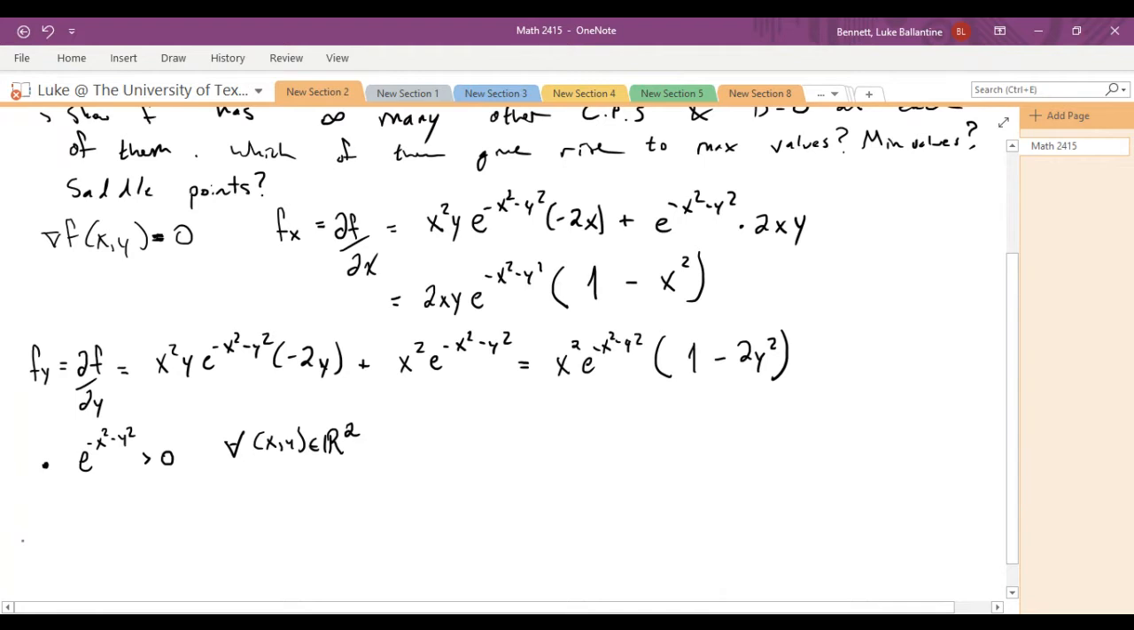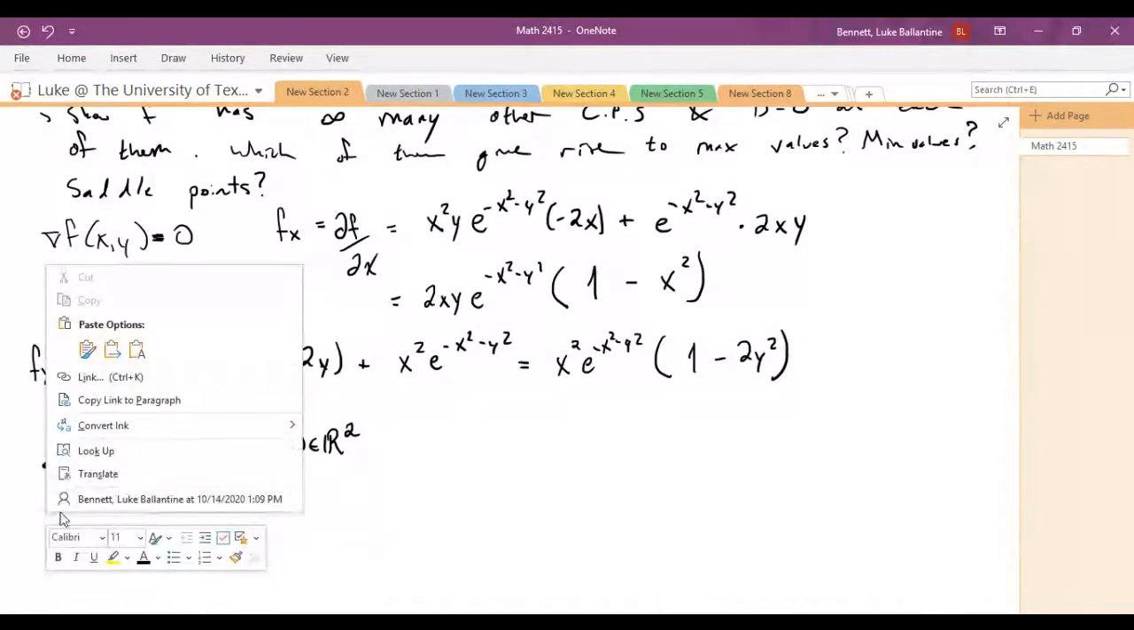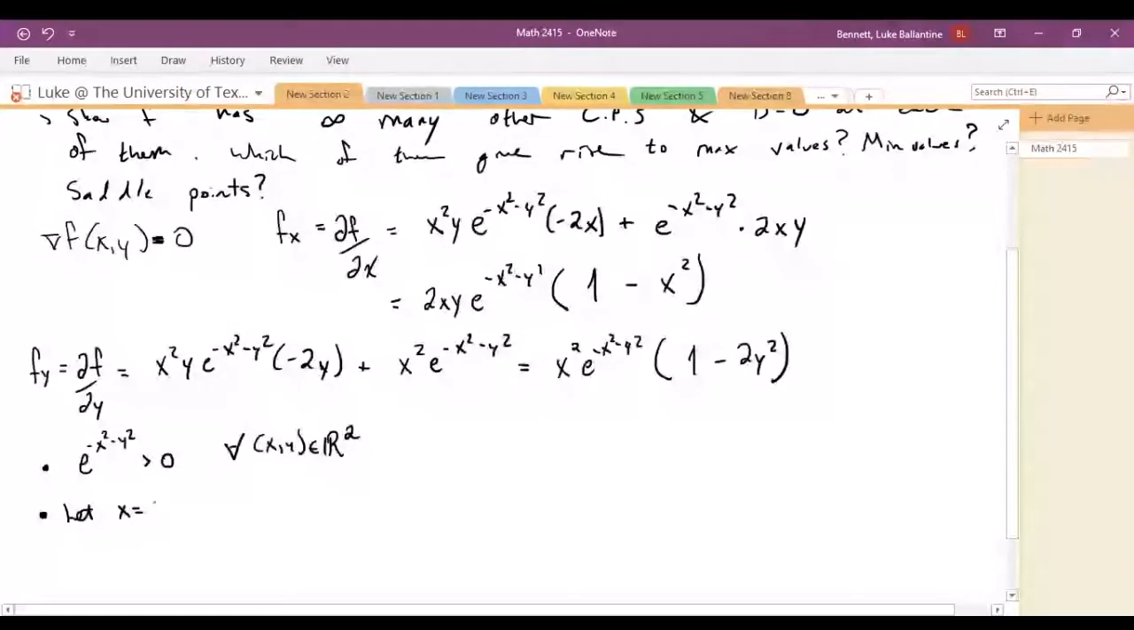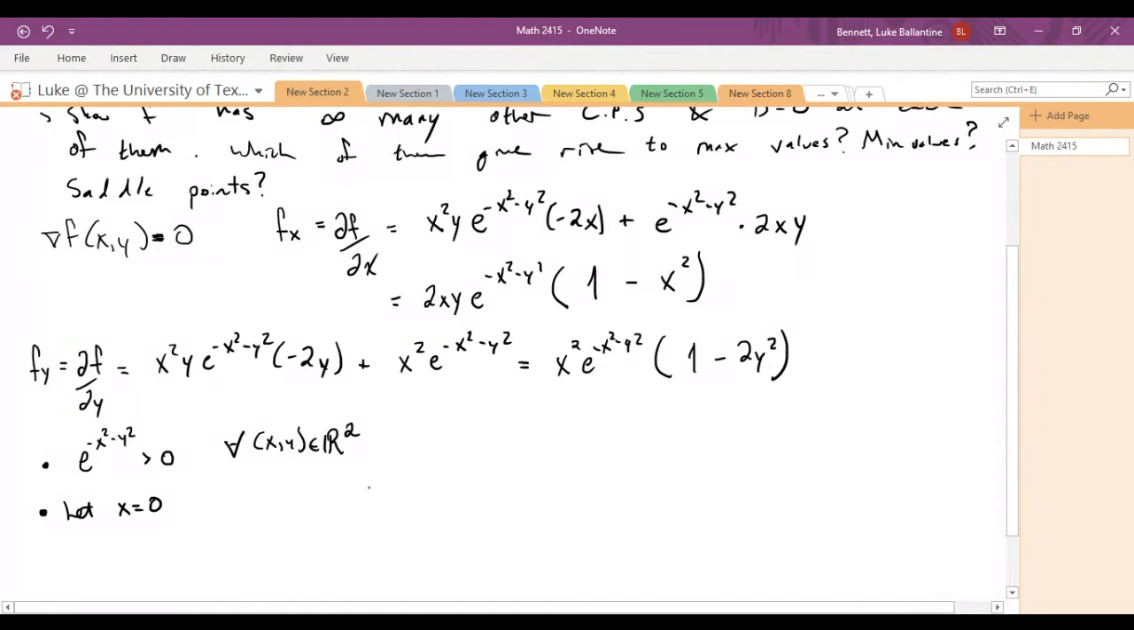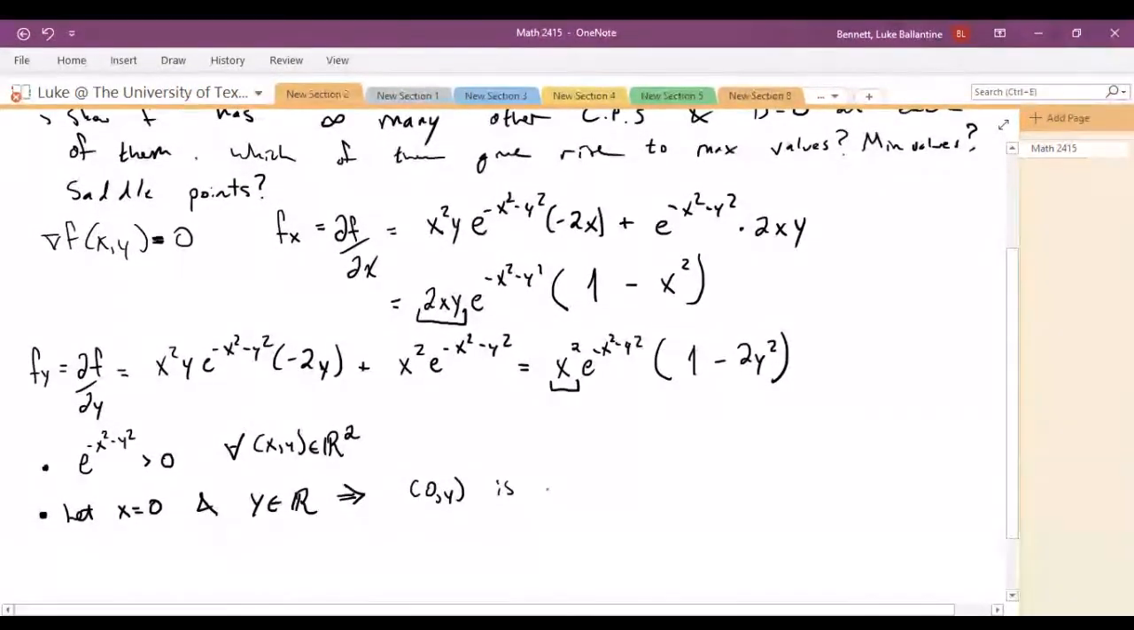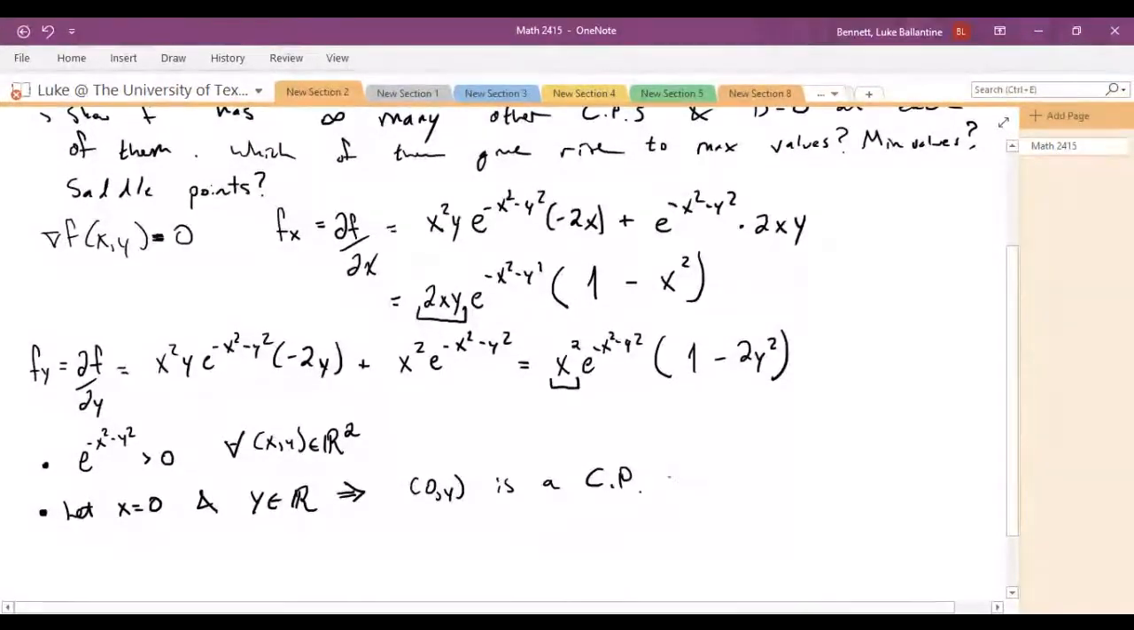Now, suppose we let x equal 0, and y can take on any real number, then what do we get? We get that both derivatives equal 0, right, from here and here. So then 0 comma y is a critical point for all y in R. And that's where the infinitely many critical points comes from.